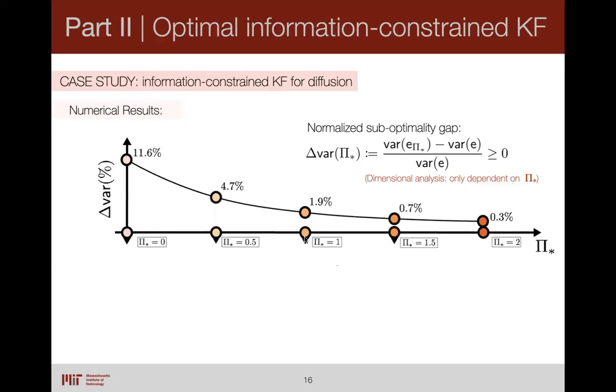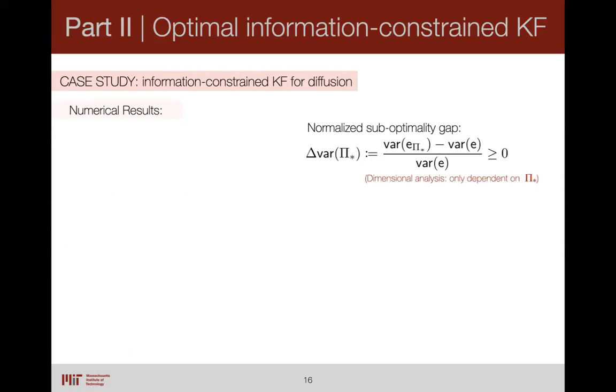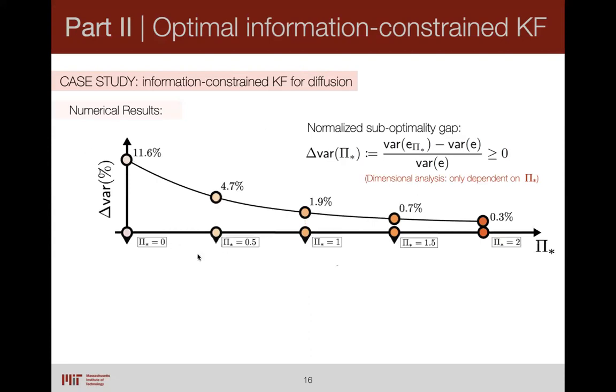So for values of pi star that are less than 1, we have a considerable suboptimality gap around here. And for values of pi star that are pretty large, what we observe is that the suboptimality gap actually goes pretty small. So this is as expected, but I think the interesting thing here is to actually look at the behavior of the optimal decentralized kernels, okay? So let's start from here.